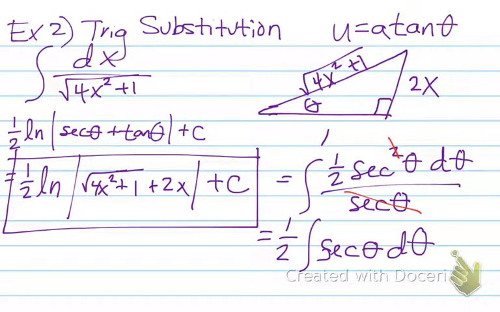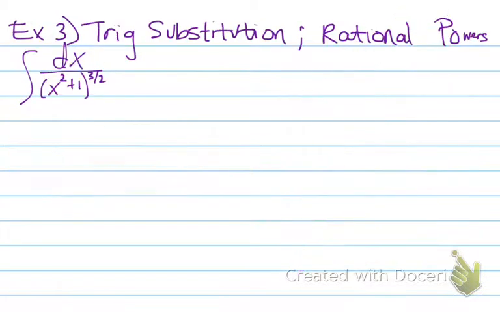All right, we got one more example. Our last example is on trig substitution, but this time we have a rational power. So notice that we have something very similar to the last one, but this time we have a rational power of 3/2. All of the examples we've been working with have square roots in them, so we need to make that 2 from the 3/2 into a square root. So I'm going to rewrite this as dx over the square root of x squared plus 1, all of that to the third power.